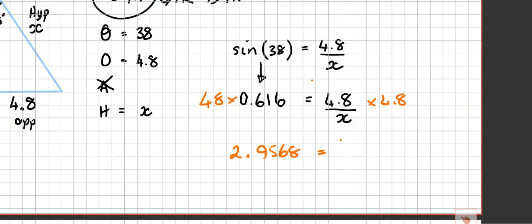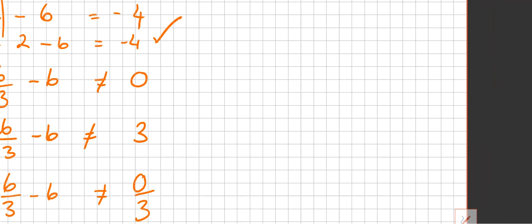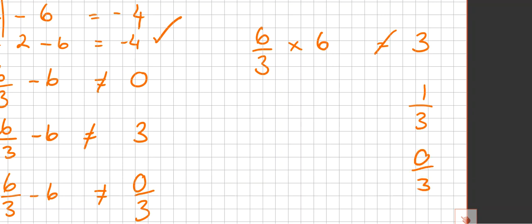No. Let's just check that. 6 divided by 3 multiplied by 6. It's 12. So what does it not become? Not 3. It's not even 1 over 3 or 0 over. That hasn't got rid of it, has it? The reason is because the 6 is not being used in the division. The 3 is what's being used in the division.